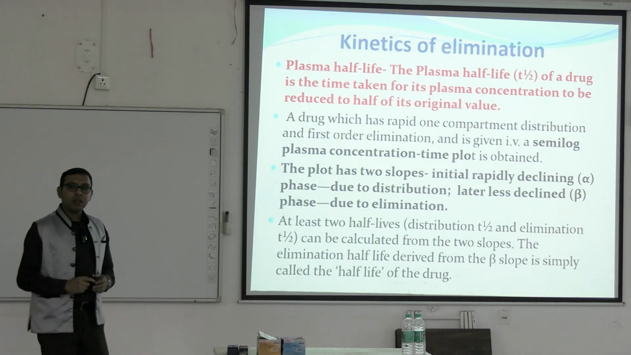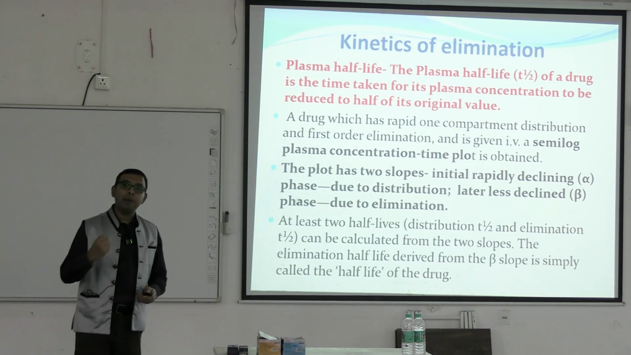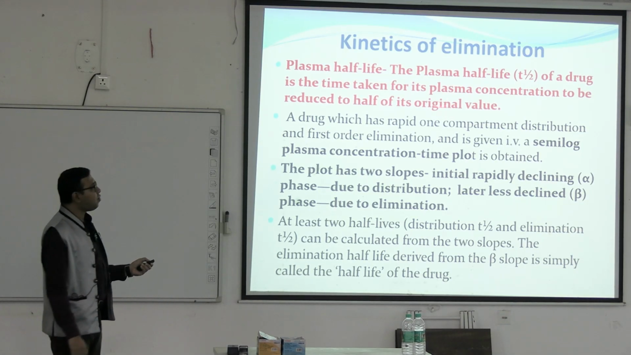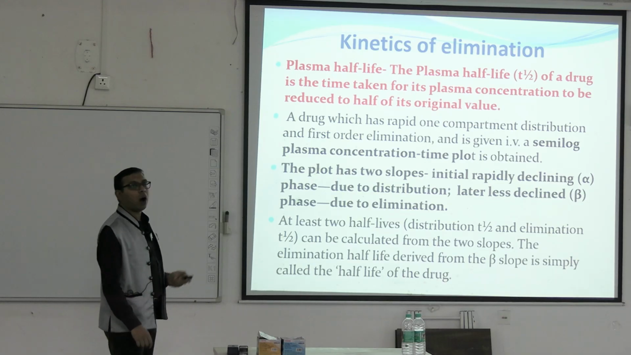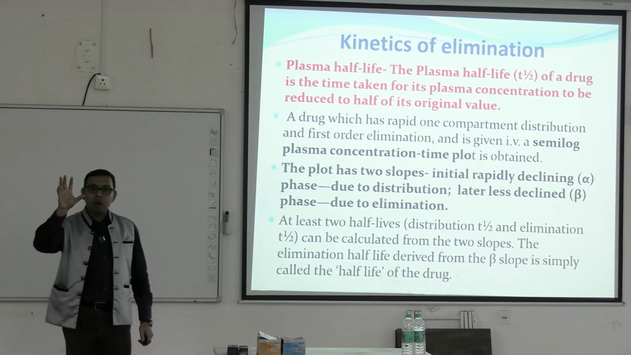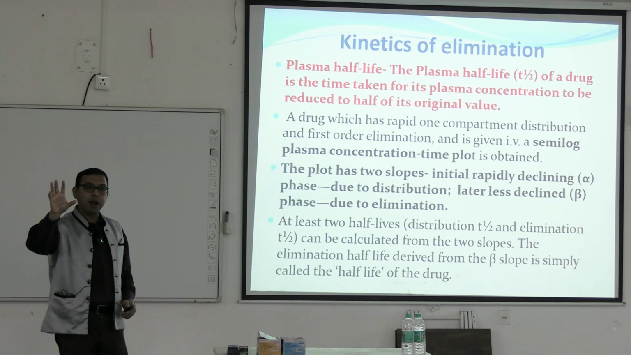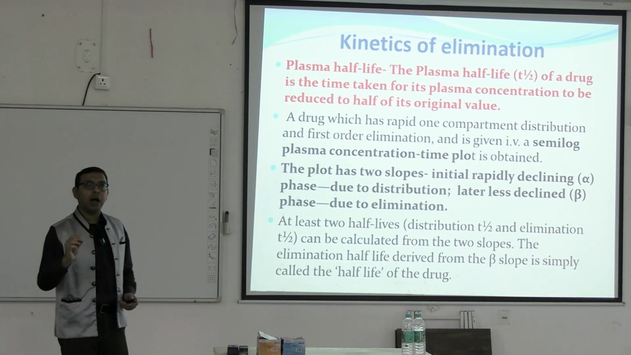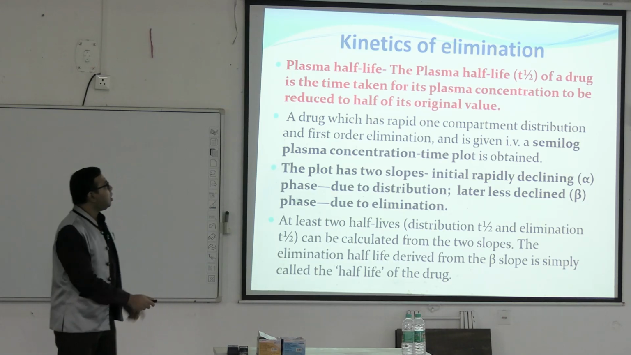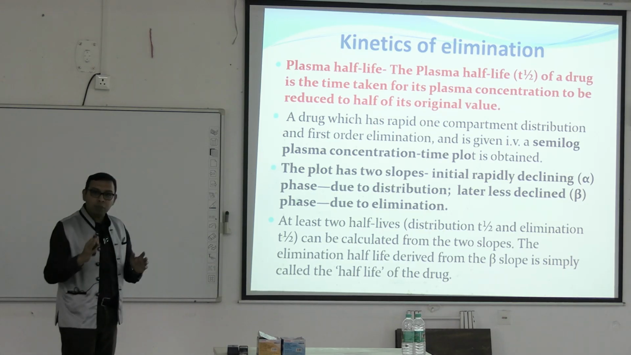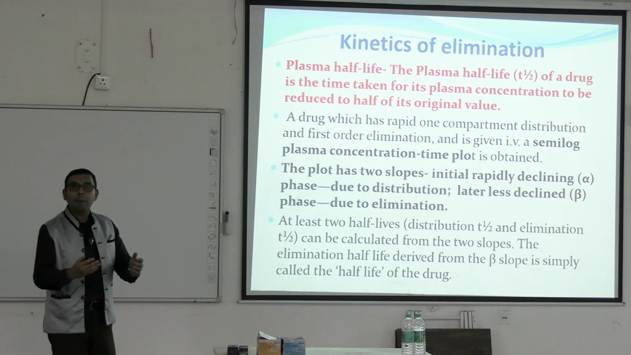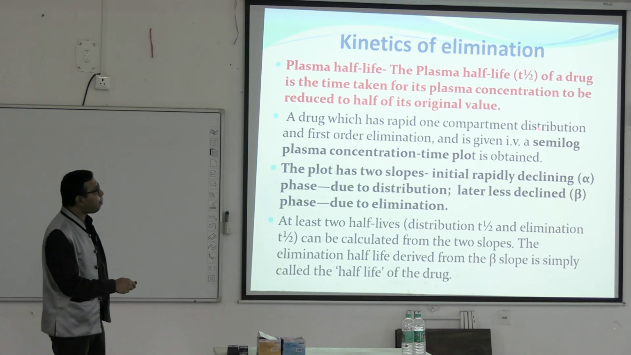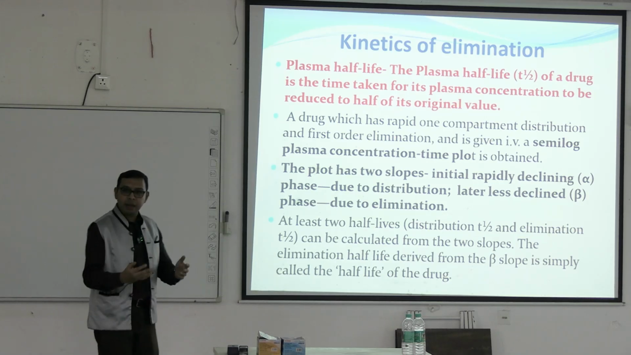From this kinetics of elimination, we can deduce the half-life of the drug also. Half-life means plasma half-life. It is the time taken for its plasma concentration to be reduced to half of its original value. The original concentration is, for example, 100. How much time does it take to come to 50? This is the plasma T-half. Plasma T-half of a drug is the time taken for its plasma concentration to be reduced to half of its original value.